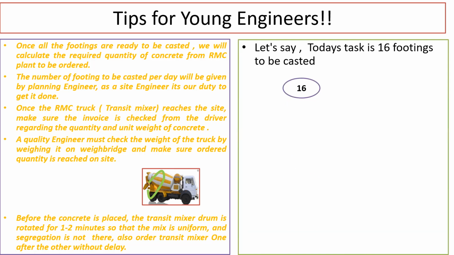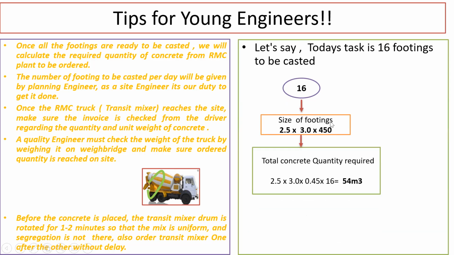Let's say today's task is 16 footings to be cast, as we already saw, right? A planning engineer has given the target, that is, you have to do 16 footings per day. Imagine the size of the footing is 2.5 meter by 3 meter by 450 mm, so we can make it 0.45 meter. This is the size of one footing, and imagine all 16 footings are the same size, 2.5 into 3 into 450. So what is the concrete that is required?